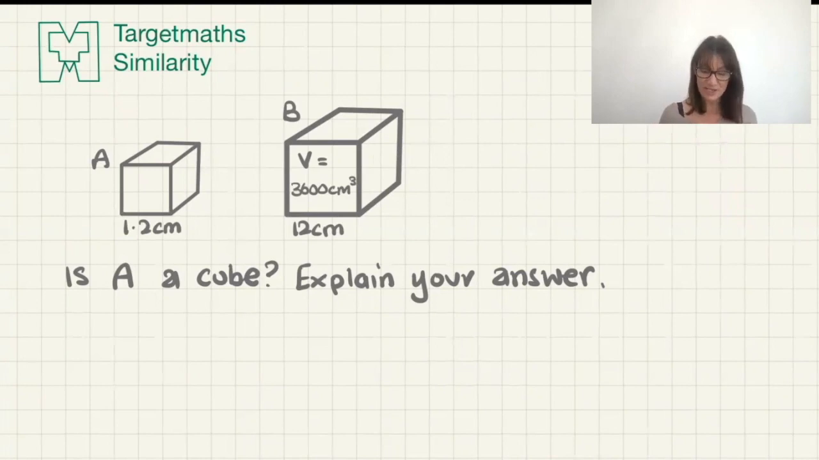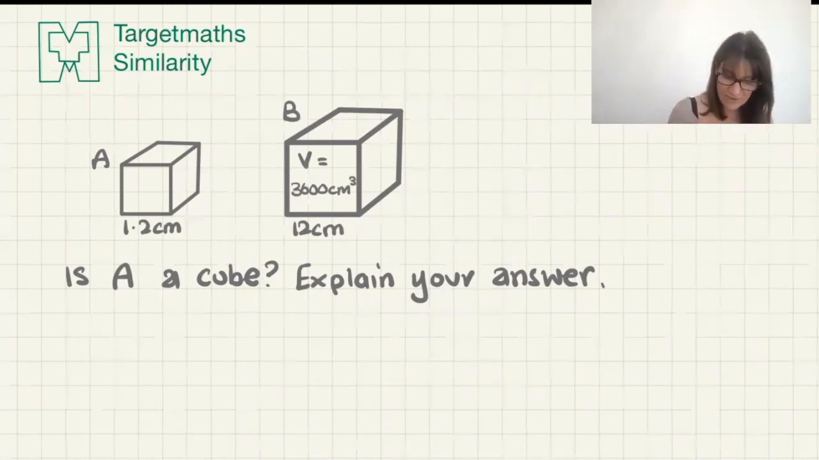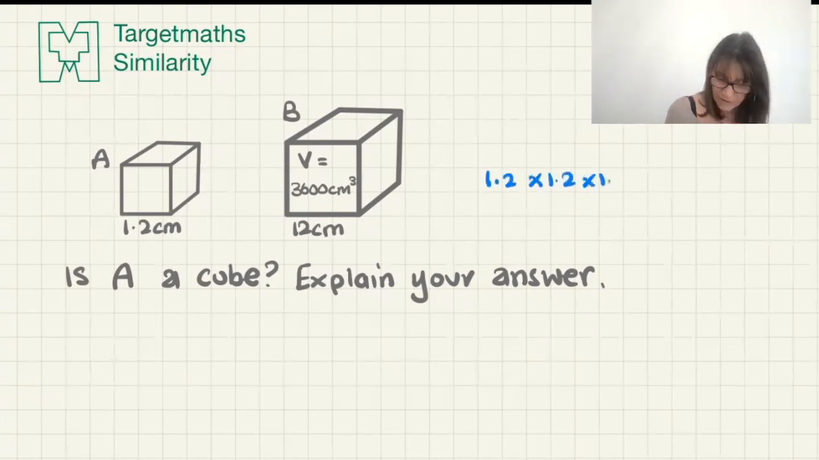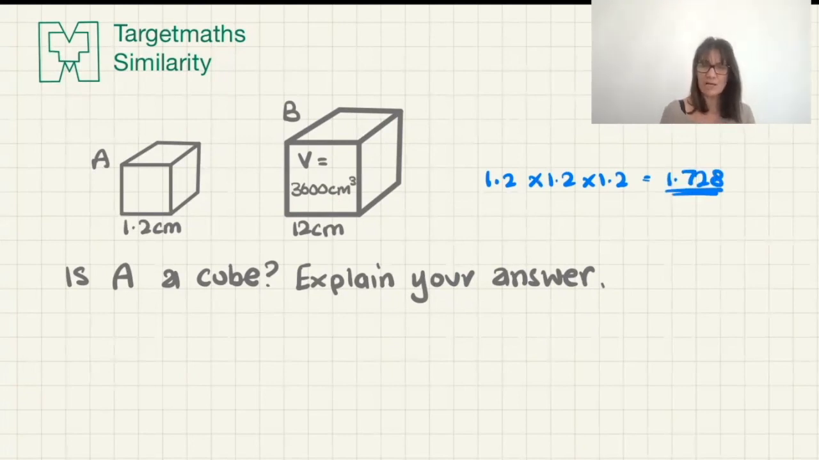So the first thing we can do is work out the volume of the cube. And the reason that we're working in volume is because we were given some information about the volume of this one here. So I'm going to just say, if this is a cube, all the edges would be the same, and I would be doing 1.2 times 1.2 times 1.2. That would give me 1.728. So when I finish my similarity work, if it matches that number, it's a cube. And if it doesn't match that number, then it isn't a cube.